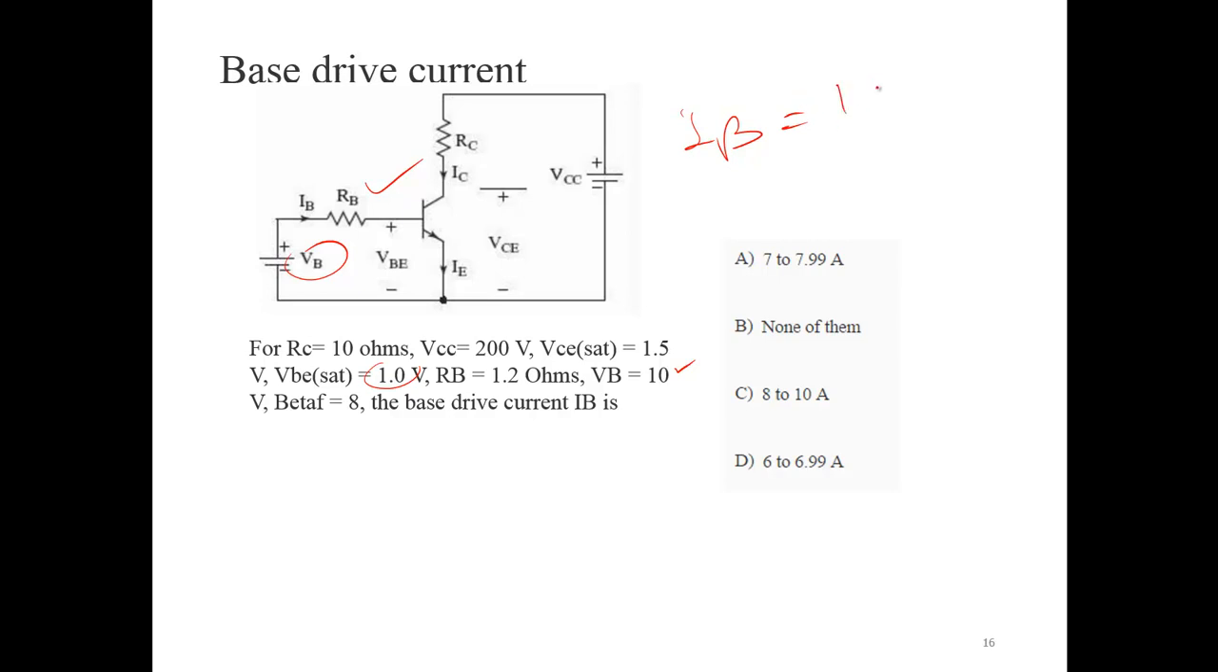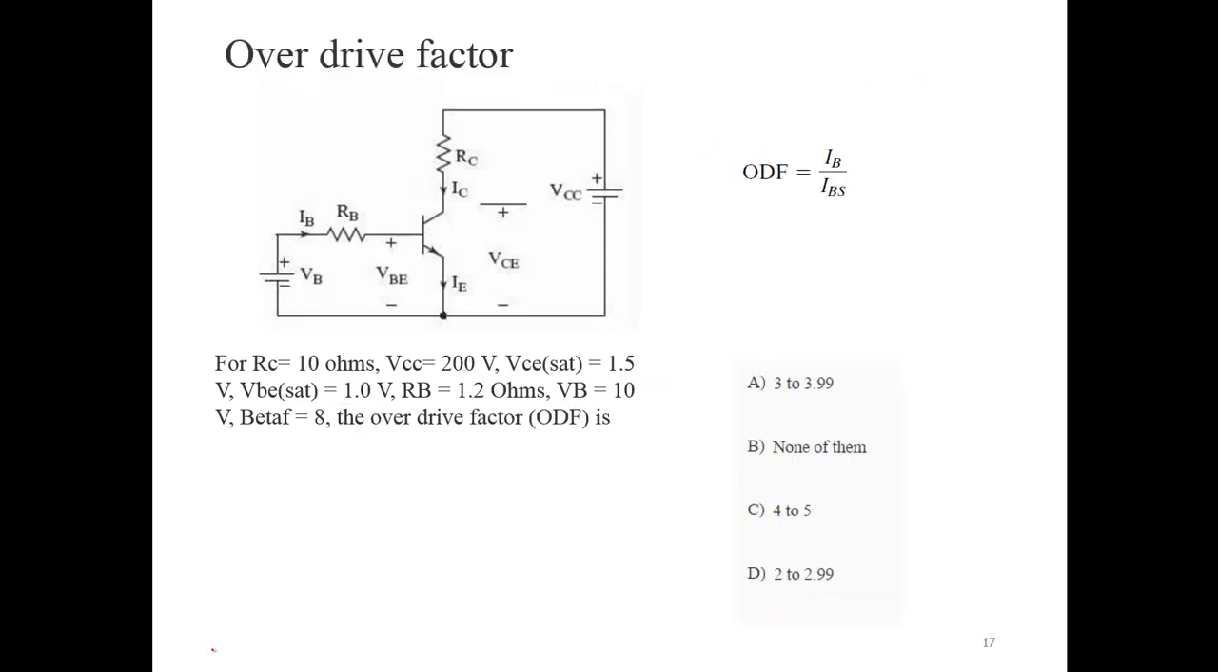The VB is 10 minus 1 divided by RB, which is equal to 1.2 ohms. That is the IB you expect, right? Please do some of those exercises with different values and get some practice. Don't rely only on them. Do some numbers yourself and see whether you can figure it out.